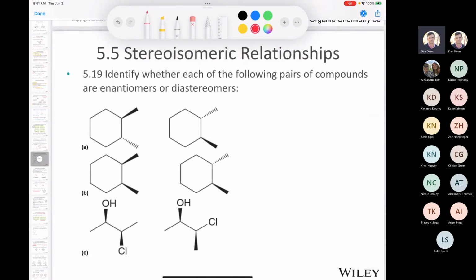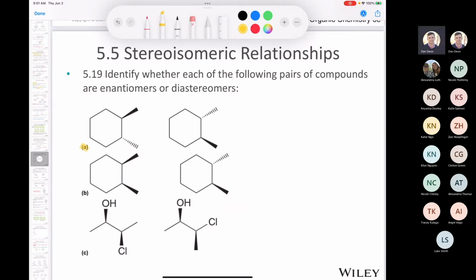Let's try a problem. It says here, identify whether each of the following compounds are enantiomers or diastereomers. So let's start with this 5.19a. Anybody have a thought about these two compounds? Would these be enantiomers or diastereomers?